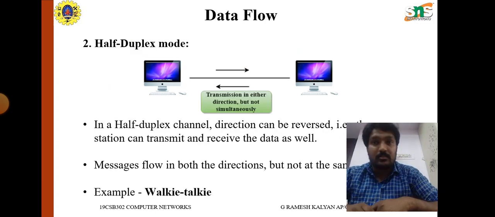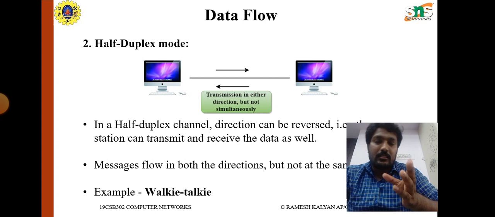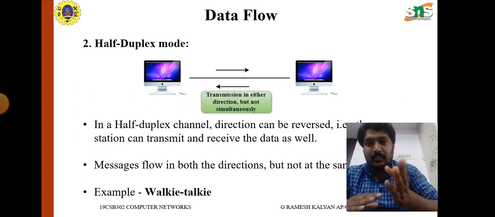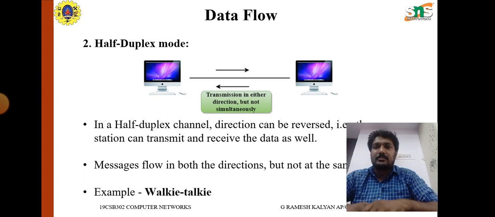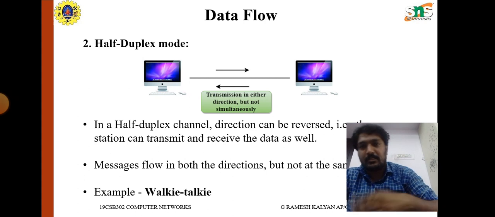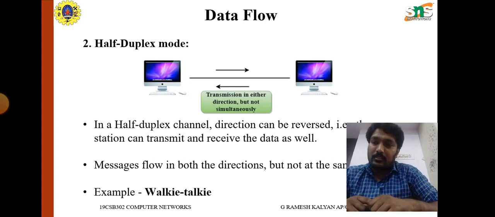Next is half duplex mode. In this half duplex mode, transmission is in either direction but not simultaneous. First you can send the data and then it can receive. In this half duplex channel, the direction can be reversed, either sending or receiving. So the messages flow in both directions but not at the same time. An example is the walkie-talkie.